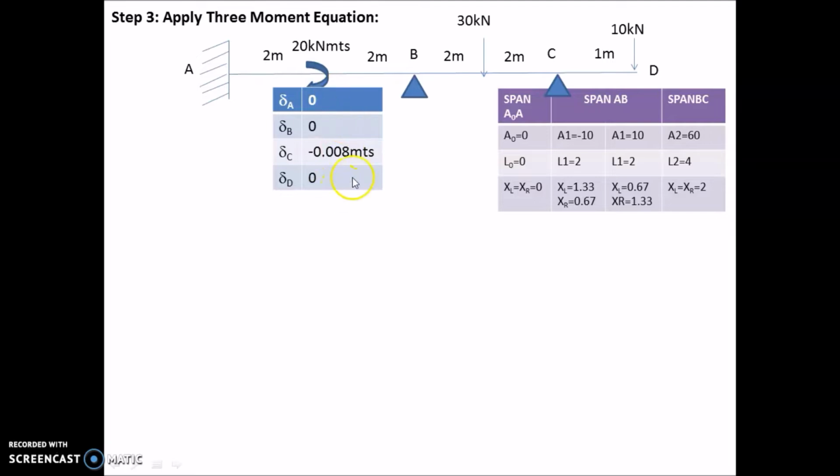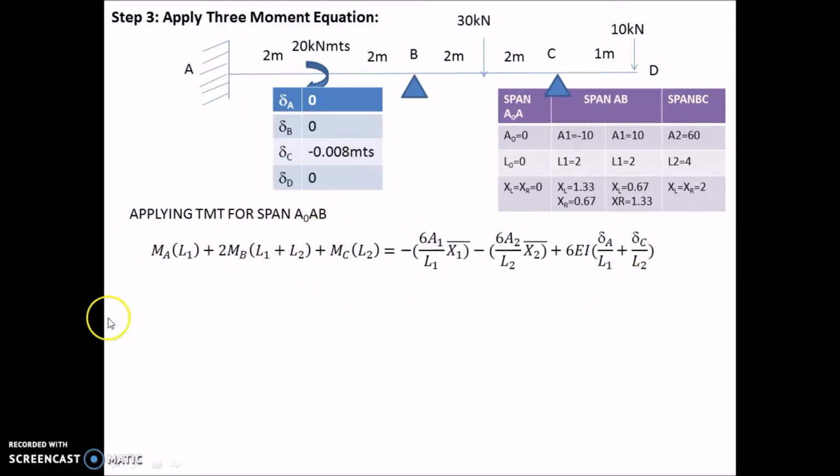So these are our given values and these are our calculated values. Now applying the 3-moment equation for span A0 AB. This is our 3-moment equation, we already know about it. The actual 3-moment equation is MA into L1 plus 2MB into L1 plus L2 plus MC into L2 is equal to minus 6A1 x1 bar by L1 minus 6A2 x2 bar by L2 plus 6EI into delta A by L1 plus delta C by L2.